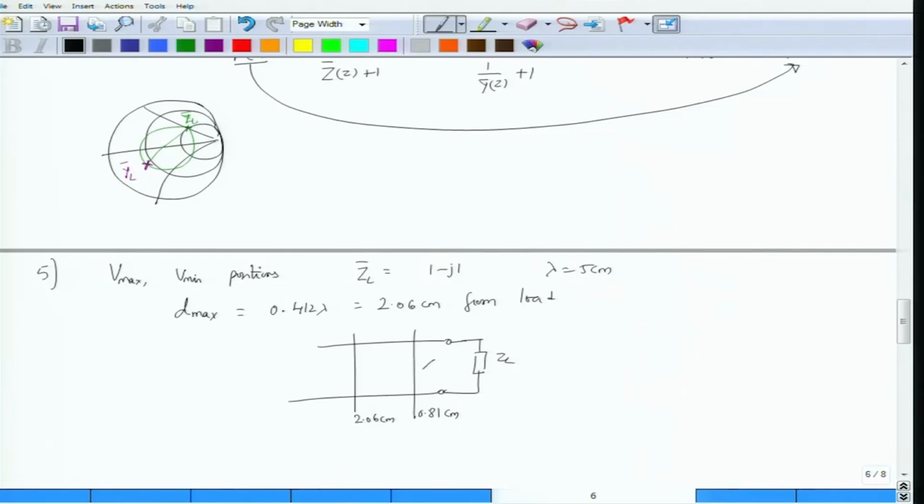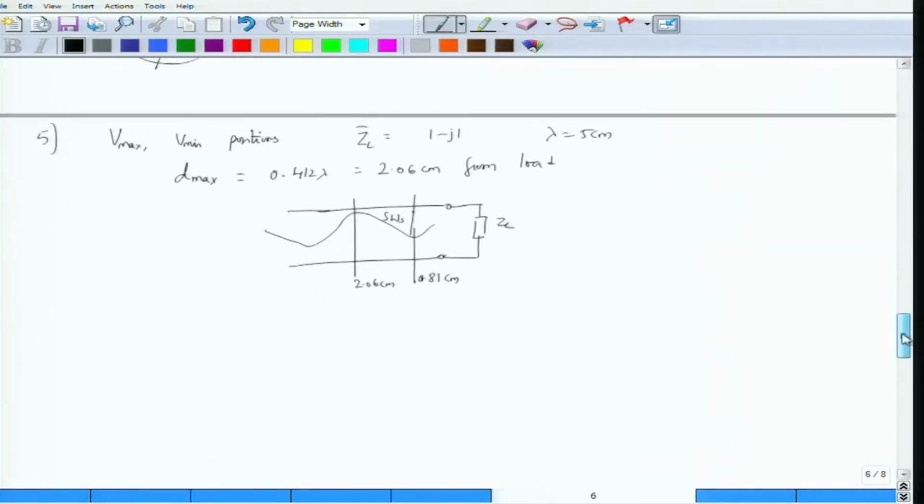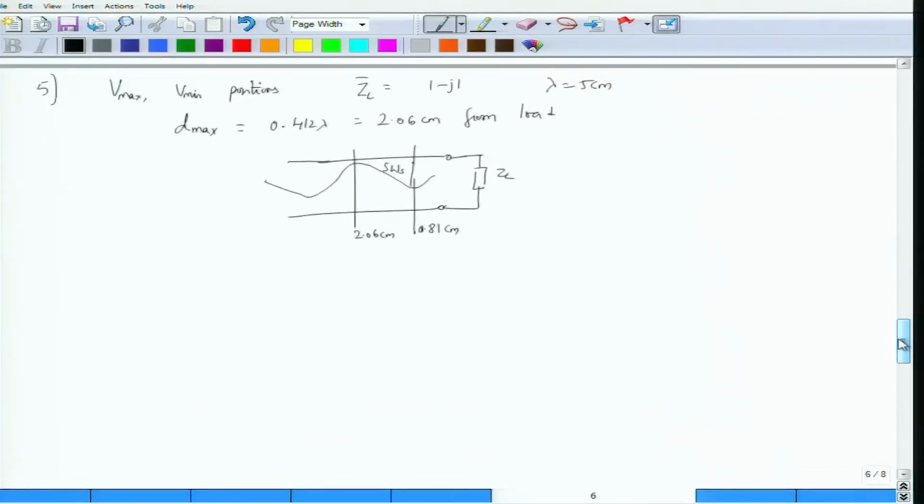So this is how the standing waves might look on the transmission line. The first thing that you would hit would be a minimum at 0.81 centimeter, and the next you would hit a maximum. The difference between these two must essentially correspond to lambda by 4.